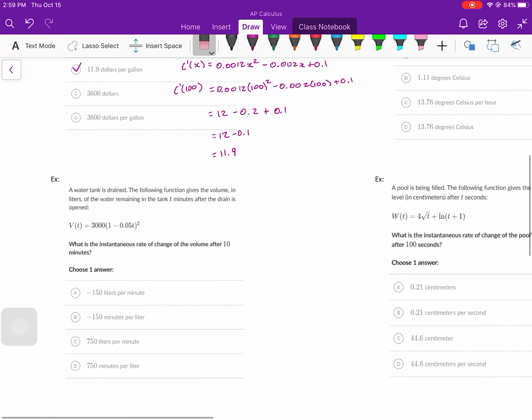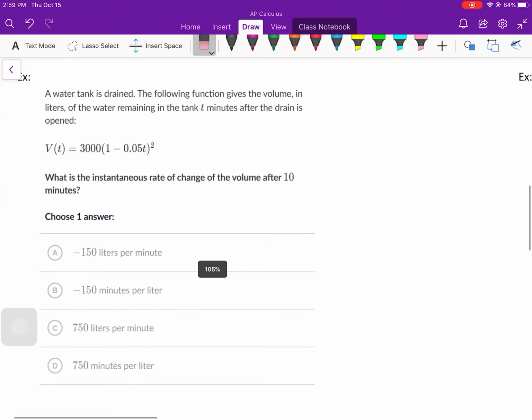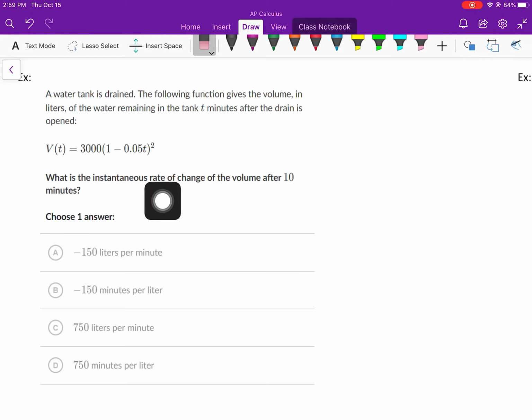Same thing for this one. Let me see. That's the trig one. I'll do a solution on that one later. So what is the instantaneous rate of change of the volume after 10 minutes? A tank is being drained. The following function gives the volume in liters of the water remaining in the tank t minutes after the drain is open. So this represents the volume. So V of t is the volume, but what's the rate of change of the volume after 10 minutes?